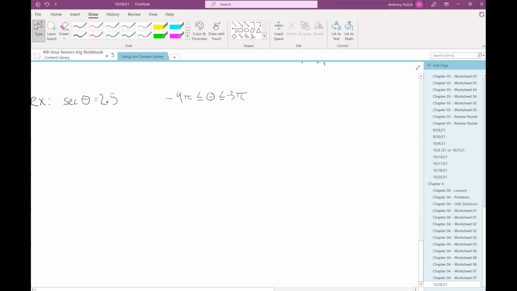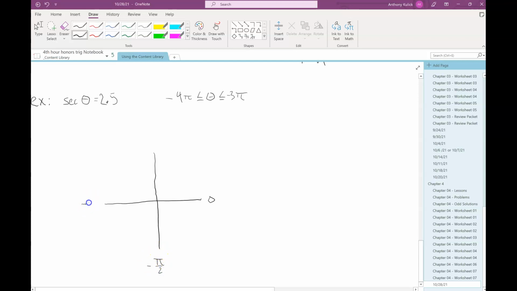Let's say we want to find secant of 2.5, where theta is between, sorry, secant theta equals 2.5, where theta is between negative 4 pi and negative 3 pi. So we draw our picture to start. 0. Now since they're going negative, which direction are we going? We're going clockwise this time.